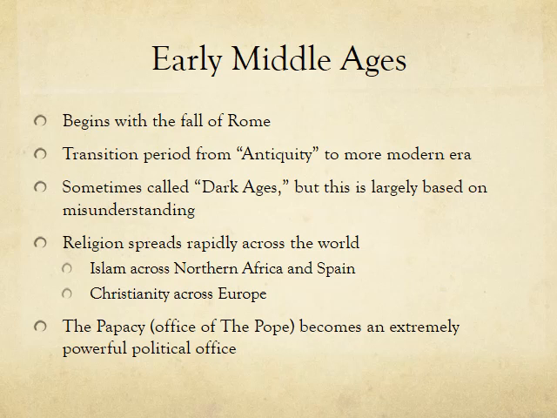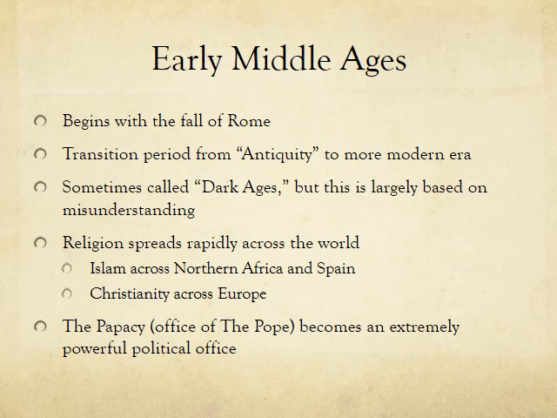Religion plays a huge role all throughout the Middle Ages, as it does today still. But in the Middle Ages in Europe, religion plays a major role. The relatively new religion of Islam starts to spread fairly rapidly across northern Africa and Spain. And Christianity spreads equally, if not more so, as rapidly as Islam is spreading across Europe.